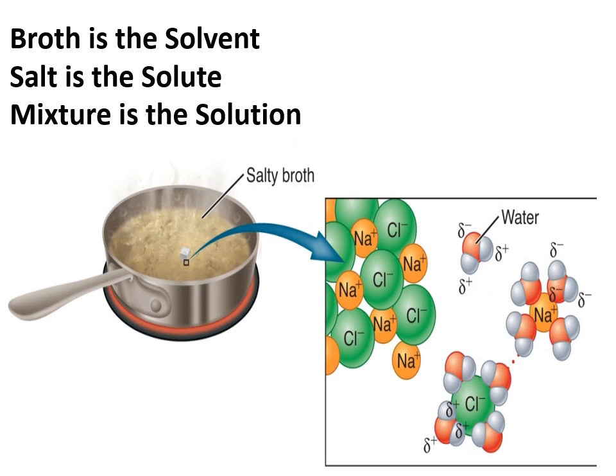Okay, so in this example, just briefly, there's a broth. So the broth part is the solvent. What's the solute? Well, it's the salt that was added. So the mixture is now called a solution. So a salty broth is the solution. The solvent being the water, the solute was the salt in this case.